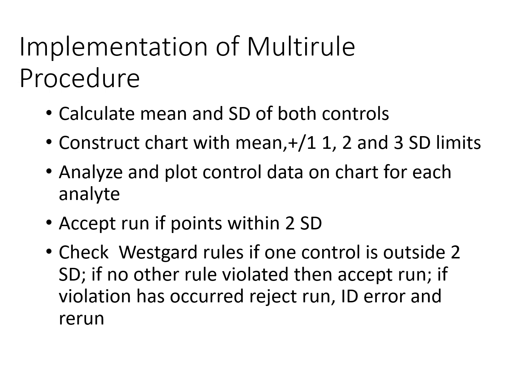The implementation of a multi-rule procedure. Again, we're going to run at least twice. So we have 20 data points, and we're going to calculate the mean and the standard deviation on both controls. We're going to construct a chart with the mean plus or minus 1, 2, or 3 standard deviation limits. You're going to analyze and plot your data on a chart for each analyte.